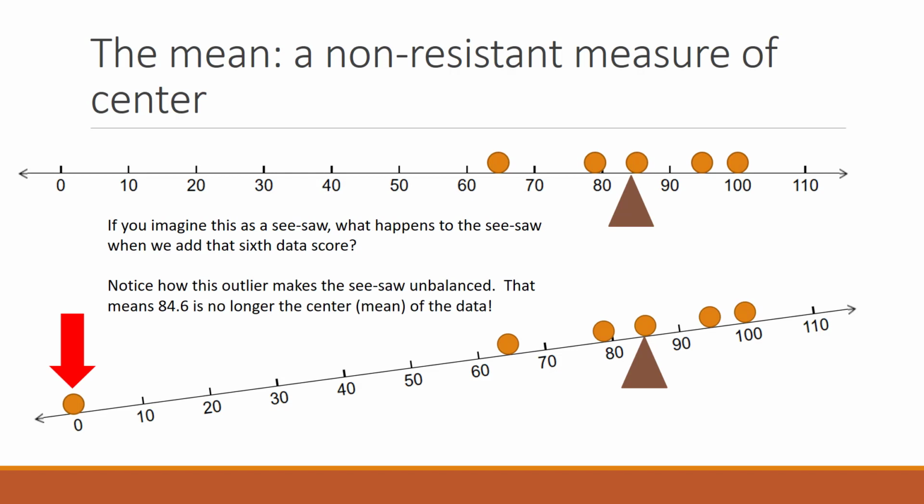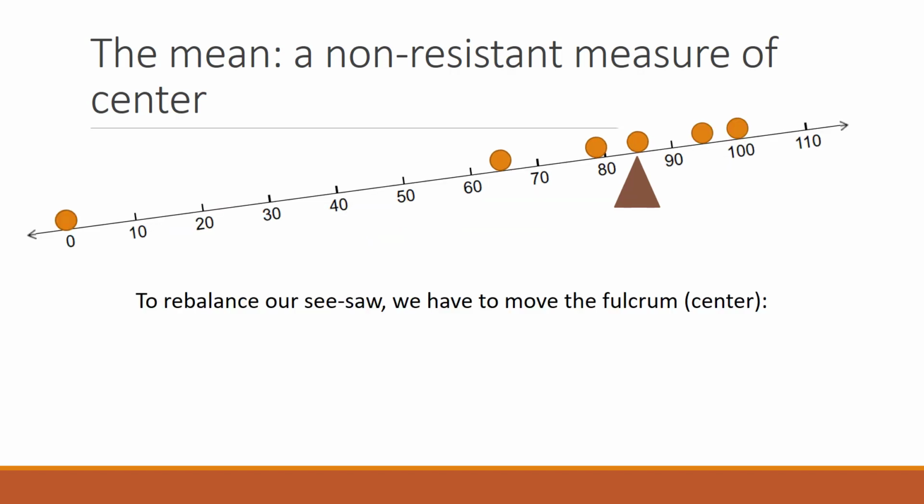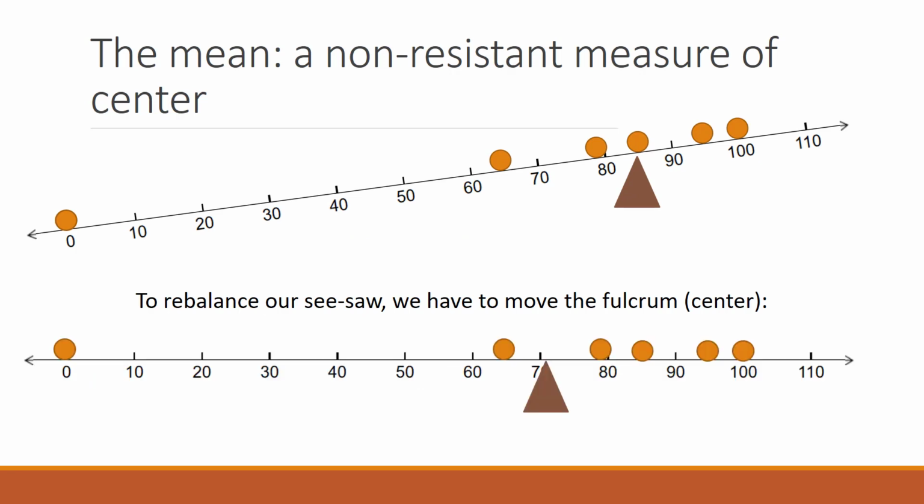That means 84.6 is no longer the center or the mean of the data. To rebalance our seesaw, we have to move the fulcrum, or the center, of our data. The new center of the data is 70.5.